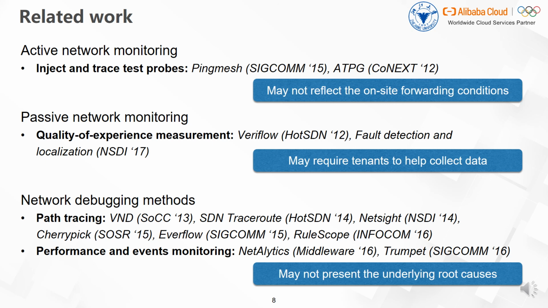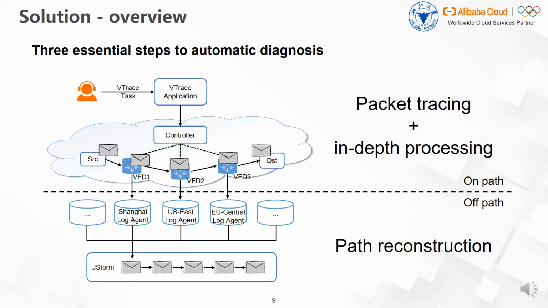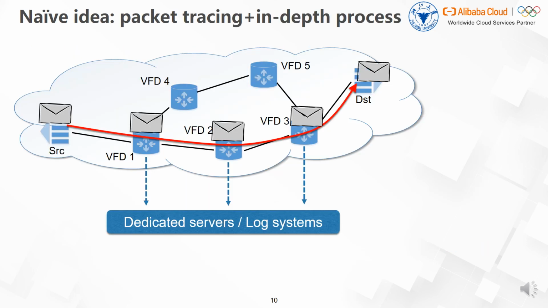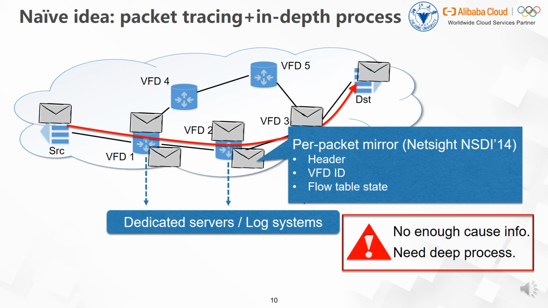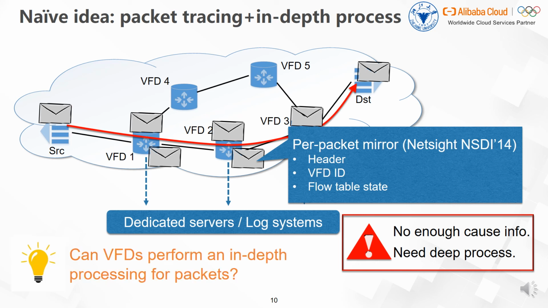Our VTrace is designed to fully meet the requirements mentioned before. To automatically diagnose root causes of persistent packet loss, our solution is mainly composed of three essential steps, that is, packet tracing, in-depth processing, and path reconstruction. First, for packet tracing and in-depth processing, a naive idea is to mirror packets and send them to dedicated servers or log systems for further analysis. However, such a design lacks a deep check of packets and cannot figure out the on-site forwarding conditions. So, can VFDs perform an in-depth processing for packets?